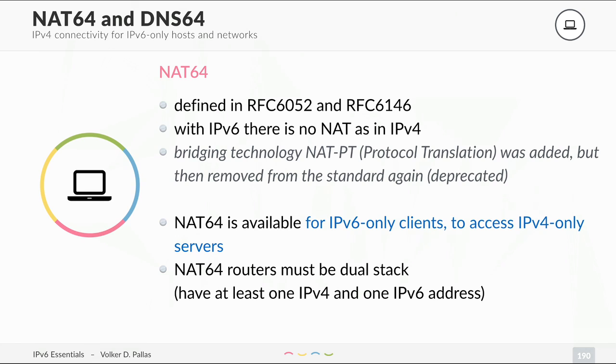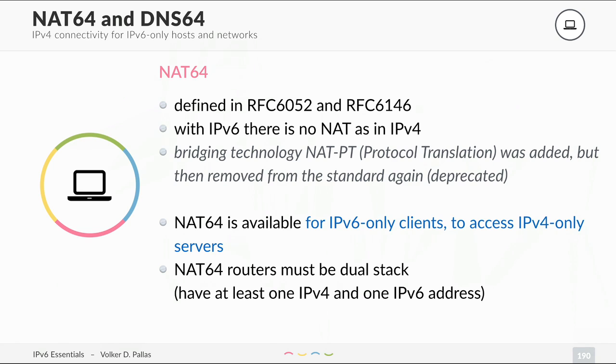NAT64 is a translation between IPv6 and IPv4. If you have an IPv6 only network but want to connect to an IPv4 only server, like Dropbox. Dropbox unfortunately has somewhere in the protocol hard-coded IPv4 addresses, and if you have IPv6 only, then you cannot access Dropbox. You can use NAT64.